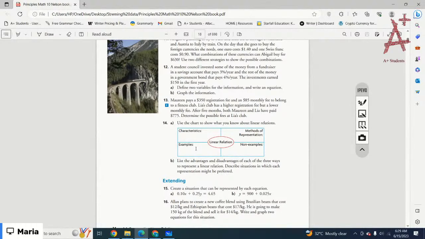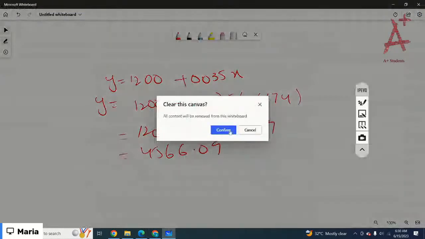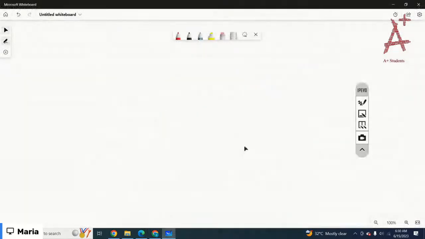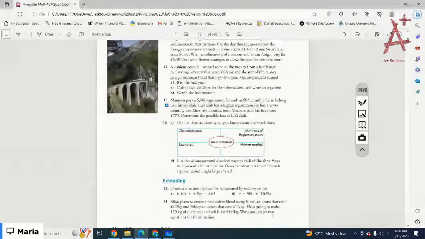Then you have to graph the equation. First, you have to write down the equation and then you have to graph the relation. Got it? So let's just write down the equation first. The student council invested in a savings account that pays 3% per year, and the rest of the money is in the government bond that pays 4%, but the investment earned is $150. You have to write down the equation first. So let's suppose we have a variable x that represents the savings account. Got it? That is 3%.